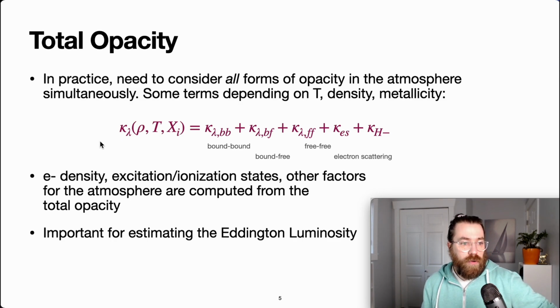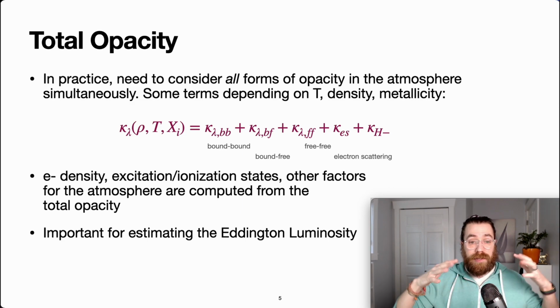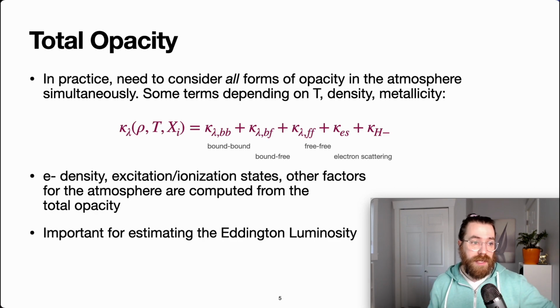And this total opacity, adding all these terms together, is important when you want to understand the ionization state of the atmosphere or the excitation state. So thinking about the Boltzmann and the Saha equations or other factors that impact the total state of the atmosphere, or trying to understand the properties of the atmosphere as a function of density, for example.